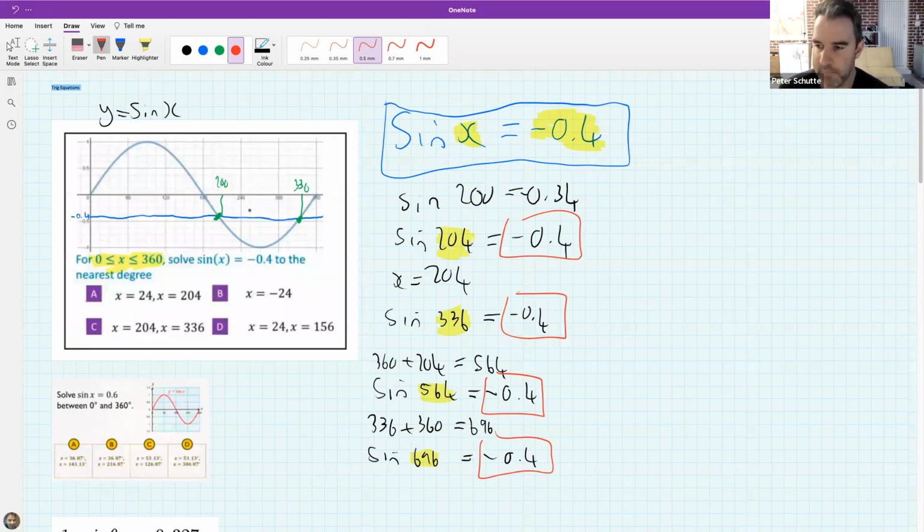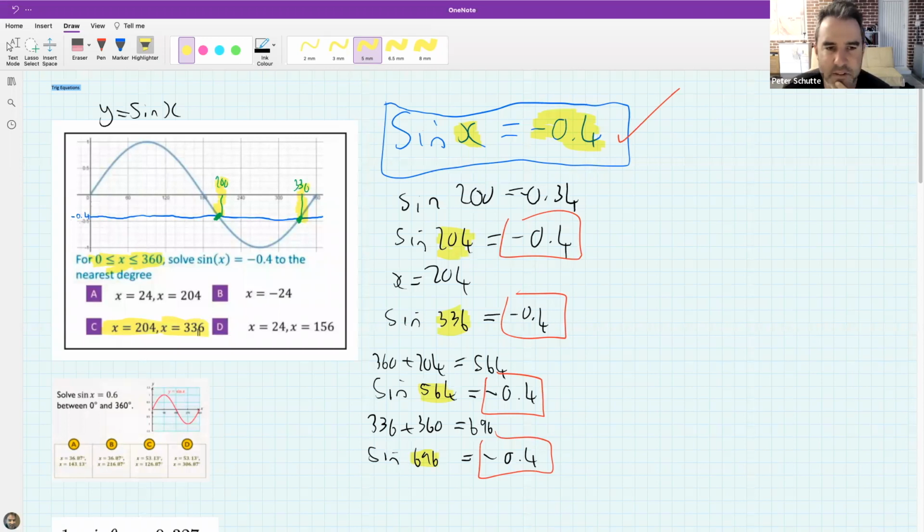The other thing I want to make the connection with is that a trig graph can also show you solutions, because where the sine of x equals minus 0.4 is going to show you the answer. So that's why when I looked at this graph, I looked at these 2 points and I knew that probably the correct answer would be C.